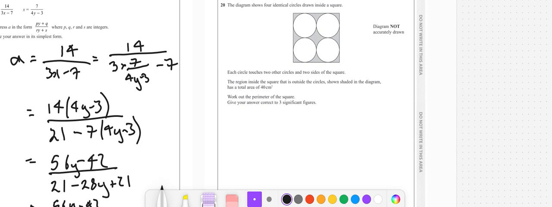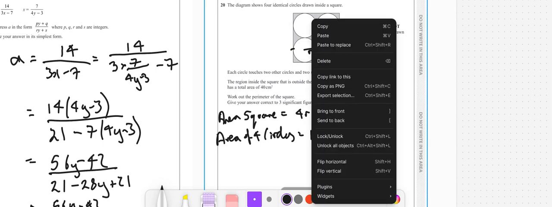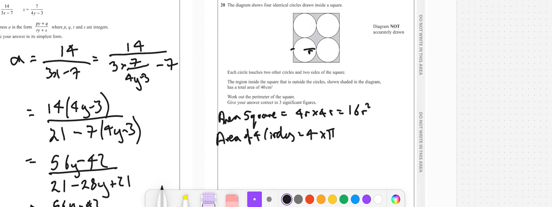So let's say that these have radius r. So then the area of the square is 4r times 4r, which is 16r squared. The area of the circles is 4 times pi r squared. So 40 is equal to 16r squared minus 4 pi r squared.